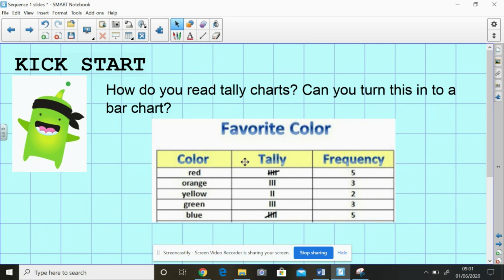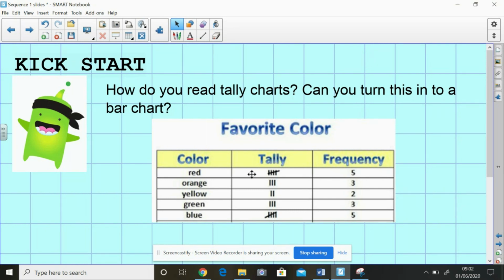Our tally chart has got 3 different columns: colour, tally, and frequency. Colour is the colours that there are: red, orange, yellow, green, blue. This is called a tally. A tally is just little lines, and when you get to 4, you do a line across. Then you start again. 1, 2, 3, 4, line across. And the frequency is just the number of tallies that there are.